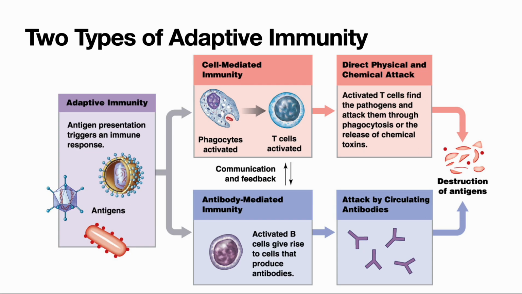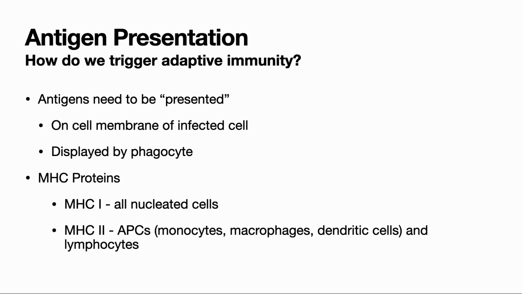Let me try to reword that. B cells require activation by helper T cells in order for them to become plasma cells. So you can't have the antibody mediated pathway without the cell mediated pathway being activated. So how do we present those antigens?